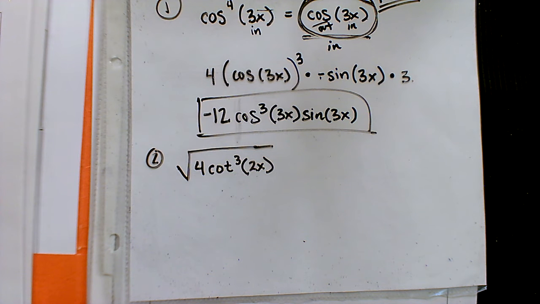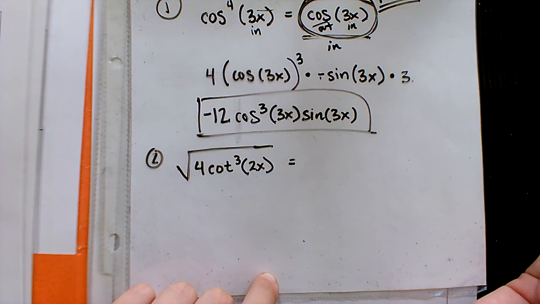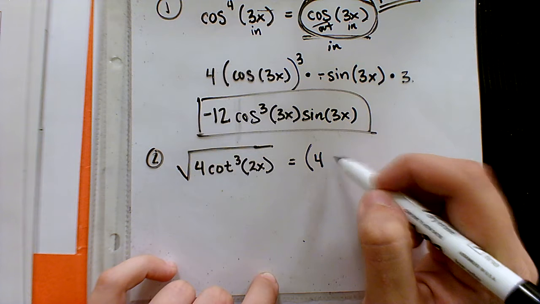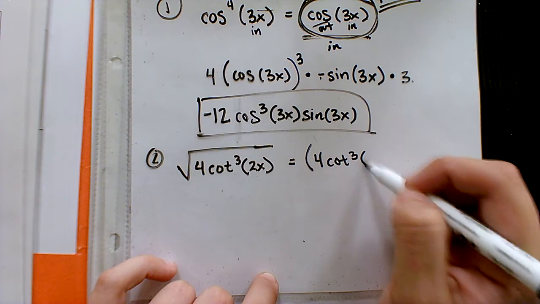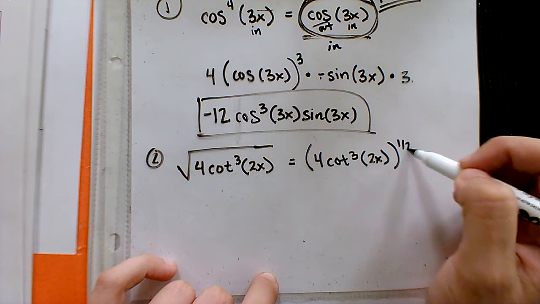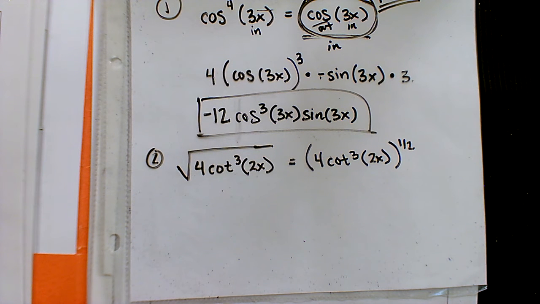Can we rewrite it, though, to help us kind of see which shortcuts we're going to have to use? Yeah. We can put everything under the radical in parentheses and then put it to the 1/2. Okay. So we have 4 cotangent cubed of 2x, and this would be to the 1/2, like that, right? Yes. Okay. Can we rewrite anything else?